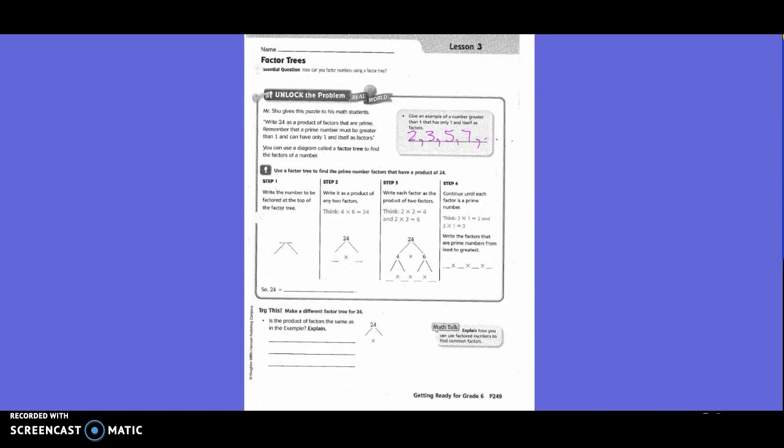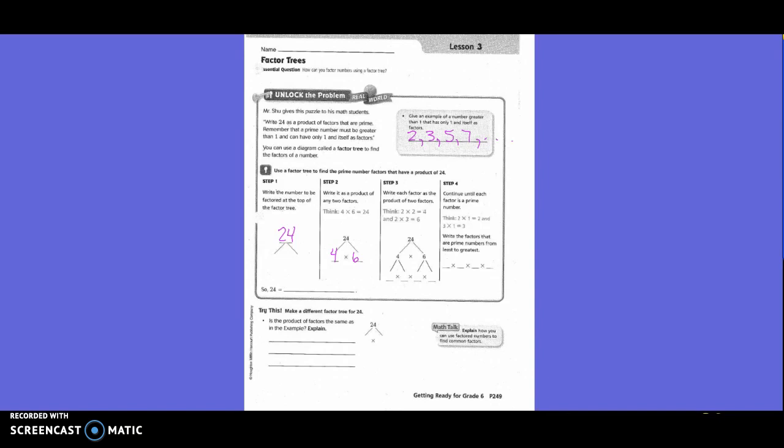Use a factor tree to find the prime number factors that have a product of 24. So write the number to be factored at the top of the tree. So we write 24 here. Then we also know that 6 times 4 gets us 24. What else gets us 24? 8 times 3, what else? 12 times 2. So there's a whole bunch of different things, but they gave us 6 and 4 as an example. Okay, so then are 4 and 6 prime numbers? No. So they want us to break it down even more.